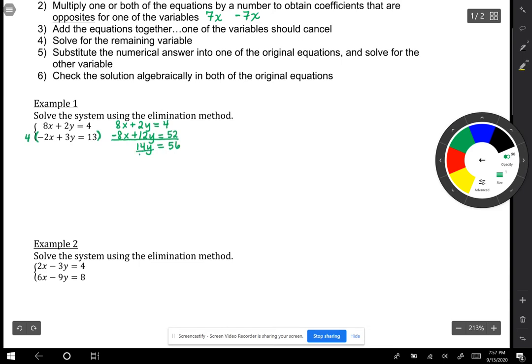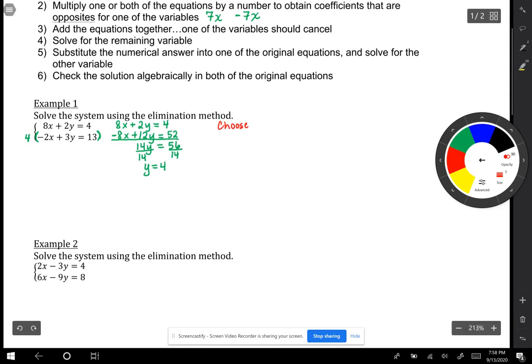Now we're just going to solve for y. Divide by 14. y equals 4. We already have one variable solved for. Now we just need to know what x is. And you get to choose here. You get to pick which one of the equations you're going to replace the y in. Is it going to be the top equation or the bottom one? I like the top because there's no negatives. So I'm going to choose the top.